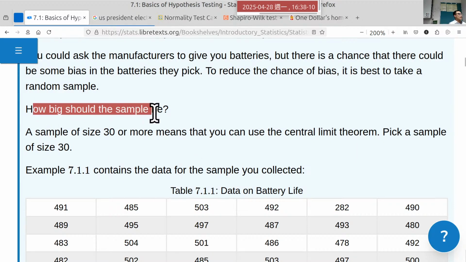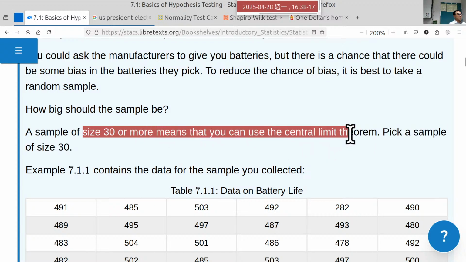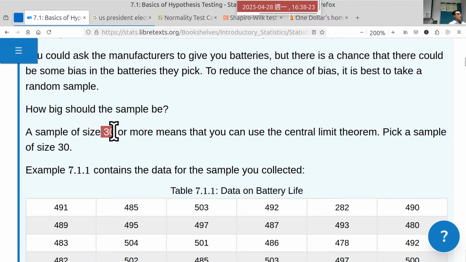How big should the sample be? A sample size of 30 or more means that you can use the central limit theorem. Okay, the central limit theorem, the sample size of 30 is reasonable. Pick a sample size of 30.